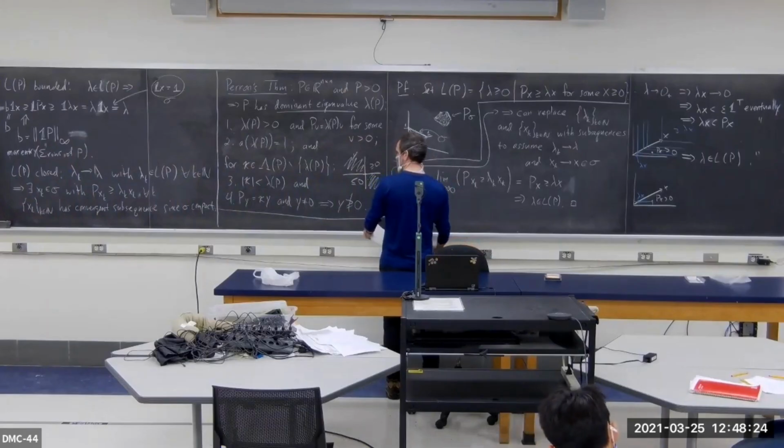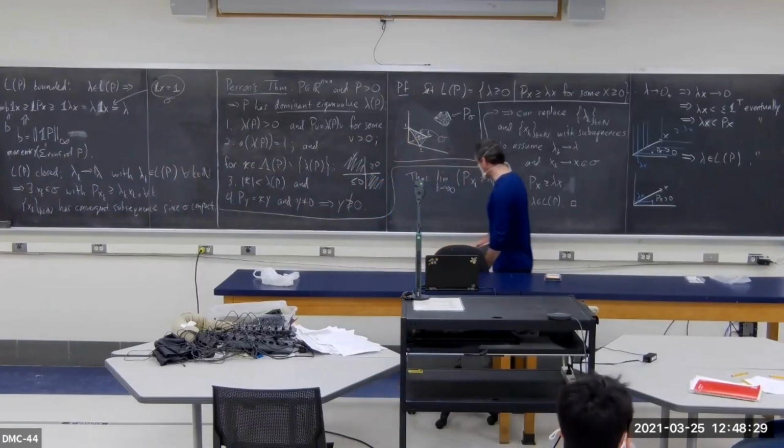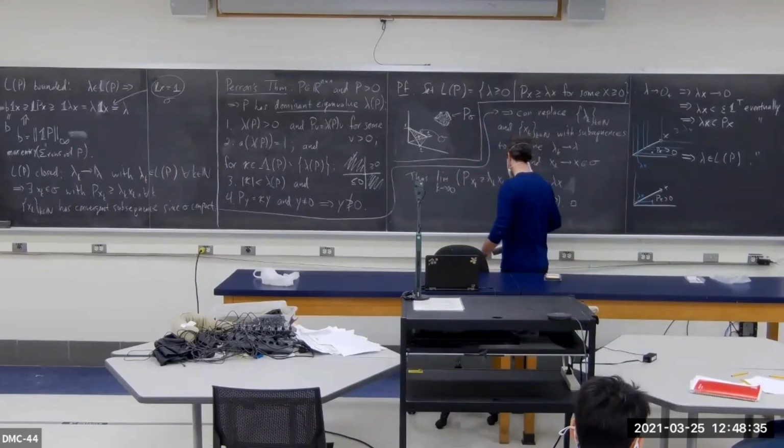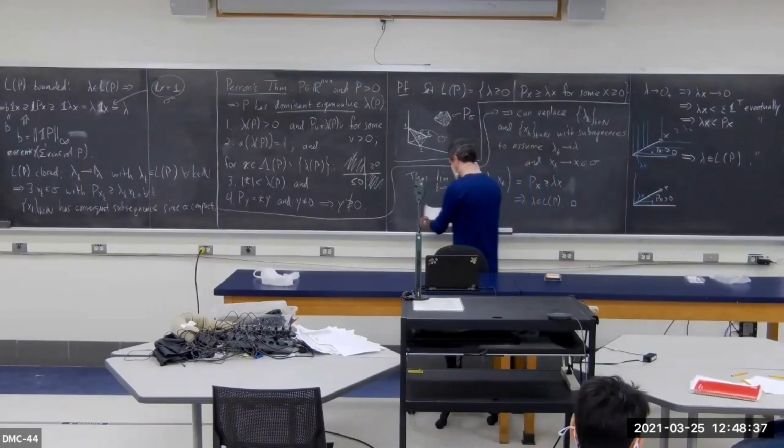Okay, so this set, what was the claim? The lemma has been erased, but what we were proving is that this set L of P is closed and bounded, right? It's compact. What can I do with compact sets? Find a maximum and minimum.